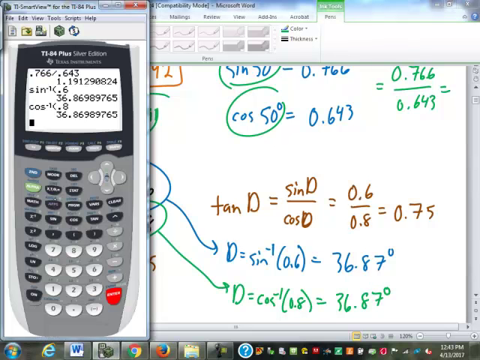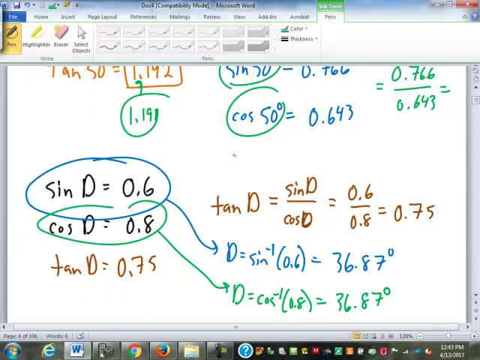What's the tangent of 36.87? That'd be 0.75. And there it is. We could do an inverse tangent on this one. We should better get 36.87 as well.